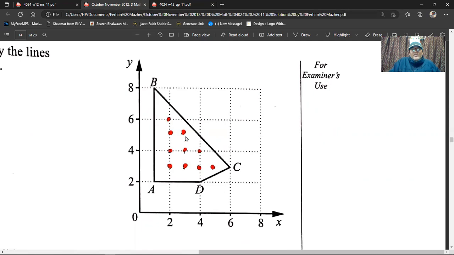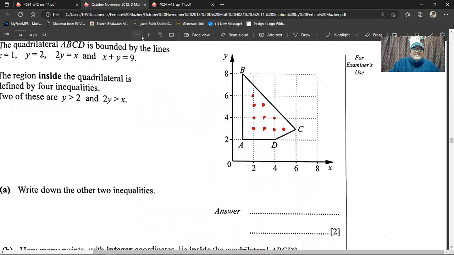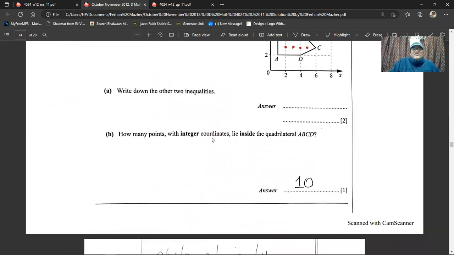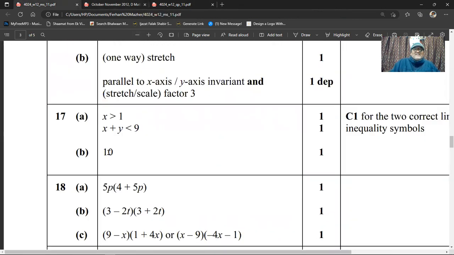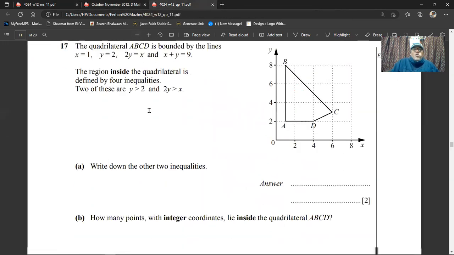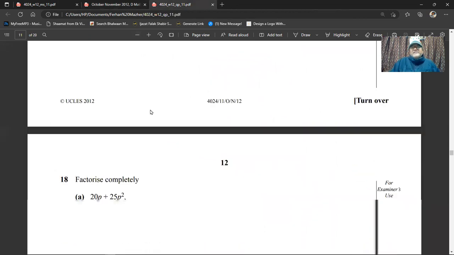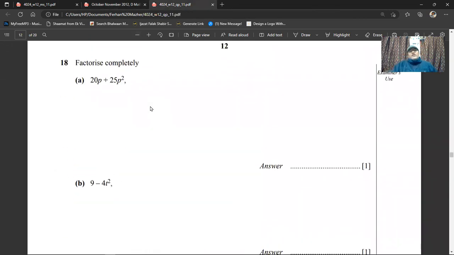1, 2, 3, 4, 5, 6, 7, 8, 9, 10. So basically they are 10. So the question was how many points with integer coordinates lie inside the quadrilateral ABCD? They are 10. I hope you understand. 10 is the right answer, sir. So that was question 17. Now we are on question number 18.